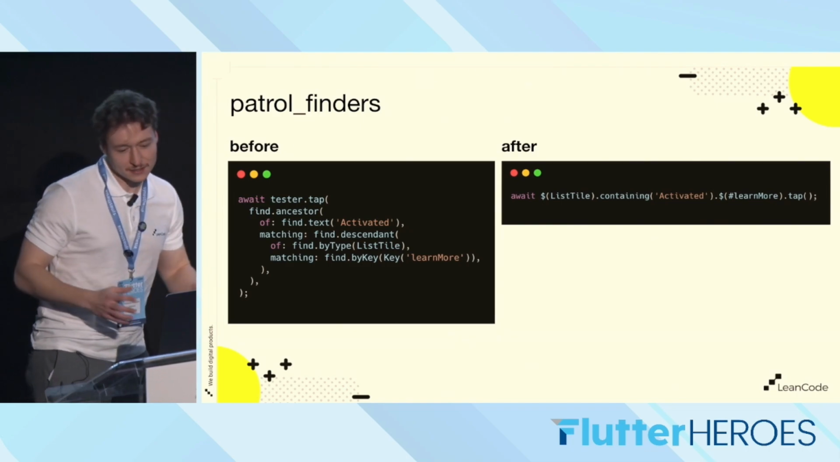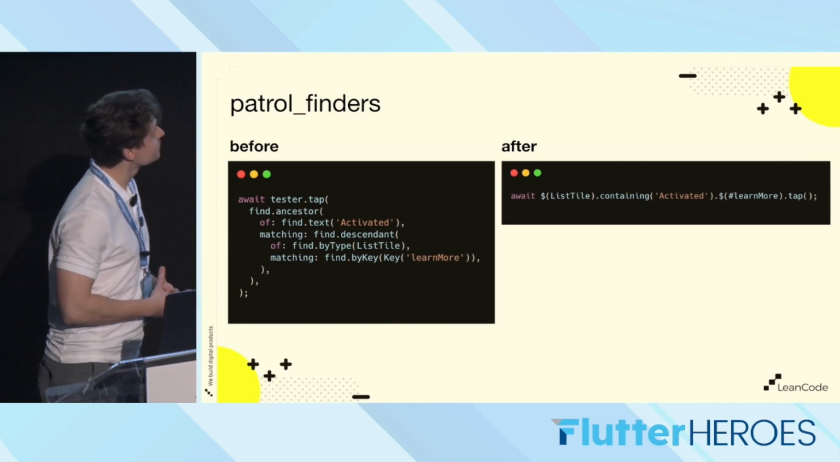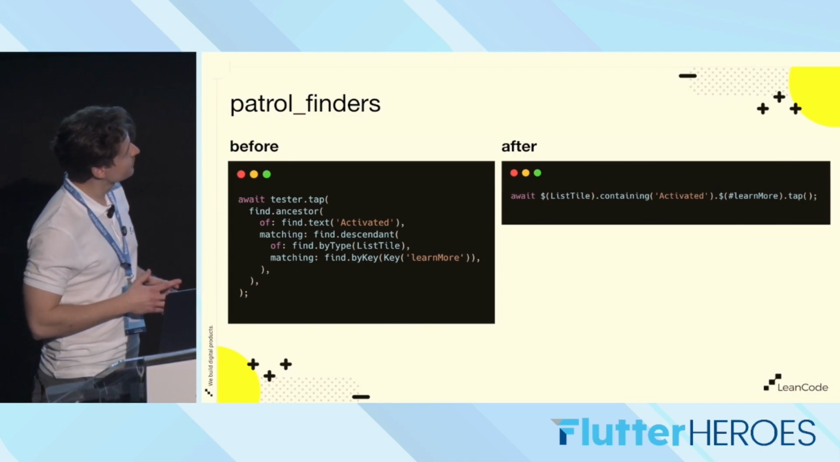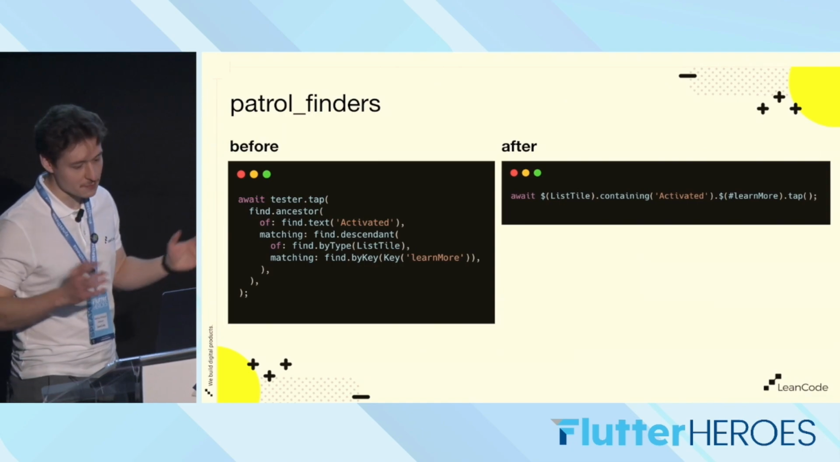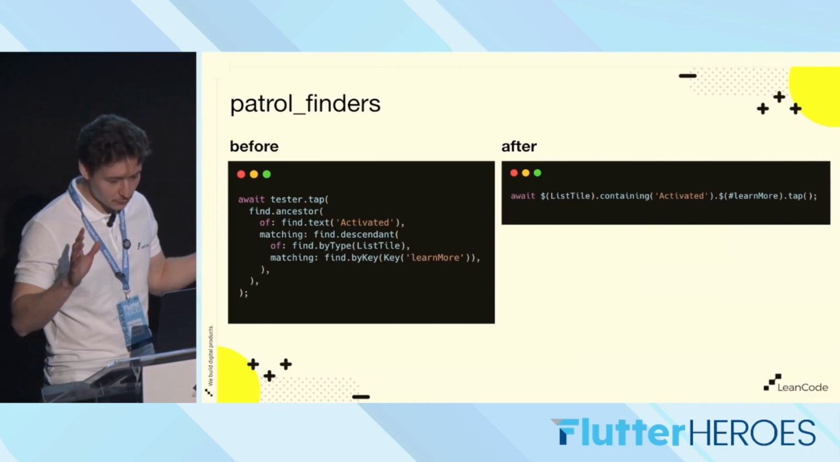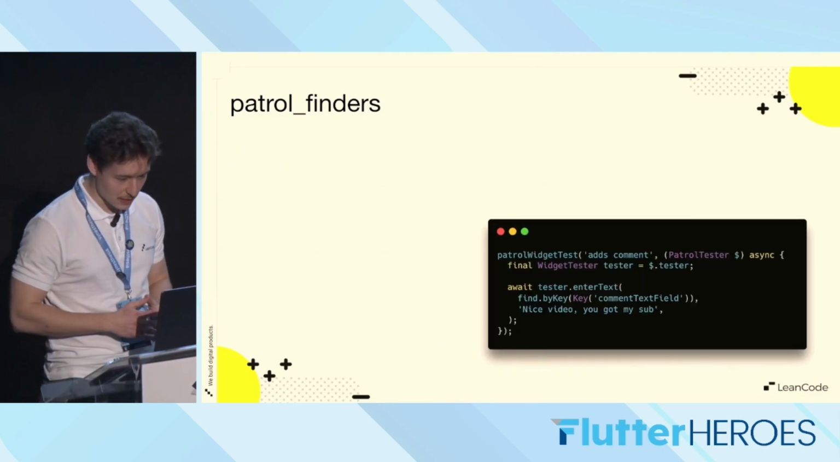So we thought containing means something like, if you read it in English, it's more intuitive. So a list tile containing activated, and then this list tile has a learn more key, and we tap on it, right? And wait until visible on all of this stuff and pump and settle.